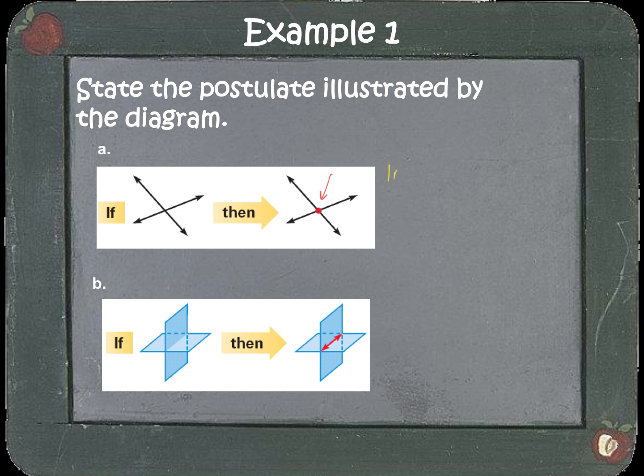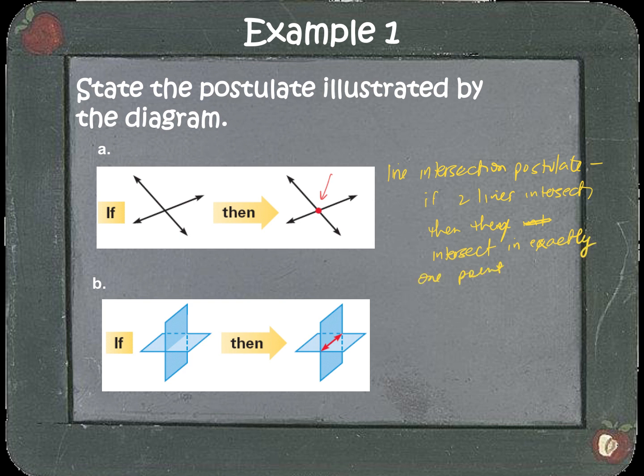So I know that this is referring to the line intersection postulate. And what this is saying is if two lines intersect, then they intersect in exactly one point, or something to that effect, right? It's just basically saying, again, that two lines intersect in a point, and that's what that picture's showing me, okay?